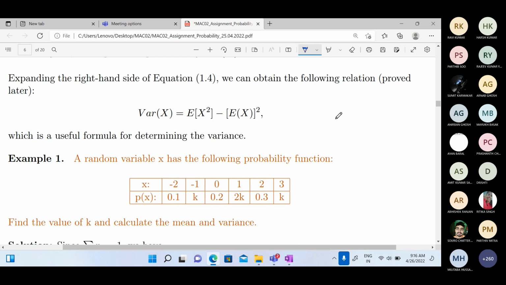A random variable X has the following probability function. Here it is better if we write capital X, which means it is a random variable: -2, -1, 0, 1, 2, 3. The corresponding probability distribution is: for -2, the probability is 0.1; for -1 it is k; for 0 it is 0.2, and for 1, and so on. Suppose these are all the sample spaces. Then what is the value of k?